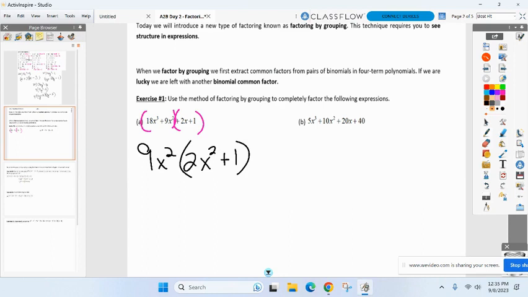Now we go to the second grouping. And remember, when you group, this is the biggest thing: what's inside your parentheses should be the same. That's your goal, because if they're not, you can't group it. Okay, ready? 18 divided by 9 is 2x. Or it's not squared, right? It should just be 2x.